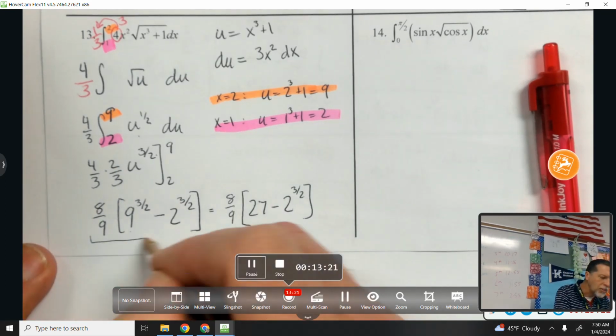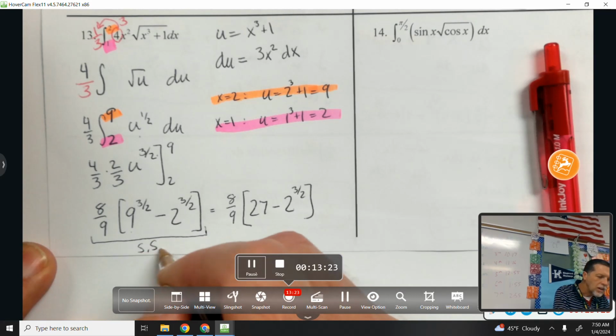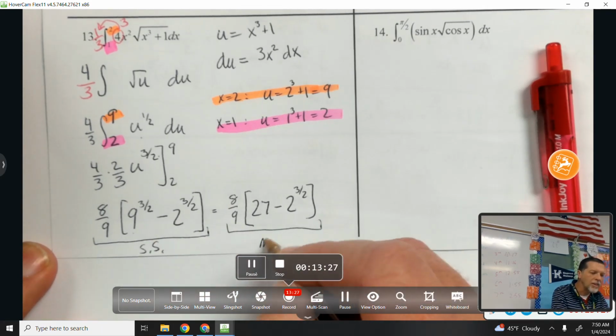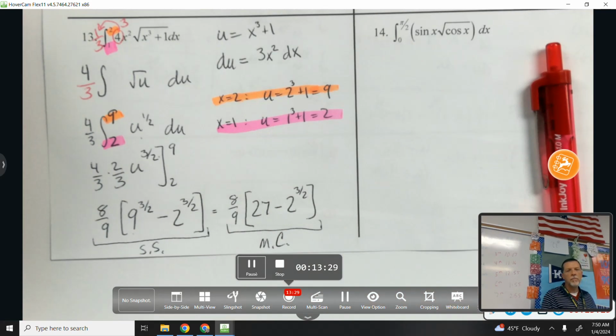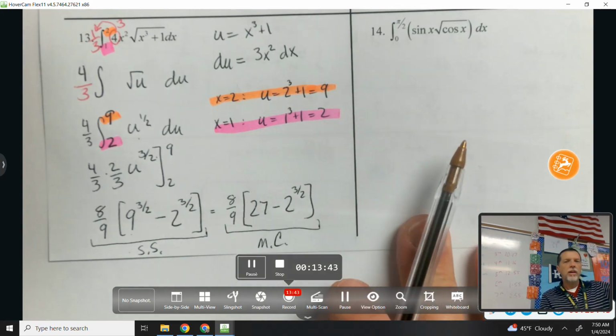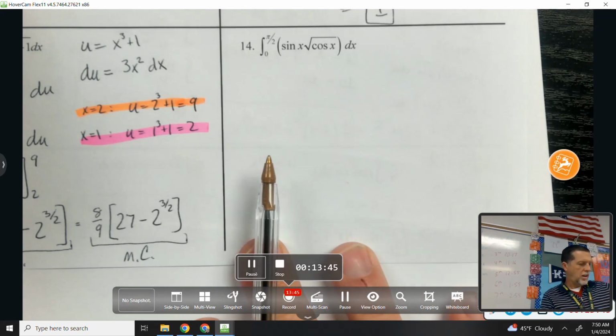This would be a safe stop. But multiple choice, they would clean up the 9 to the 3/2. That you could do. 2 to the 3/2 you're kind of stuck with. So either one of those answers is okay. Feeling okay with this? On 14.